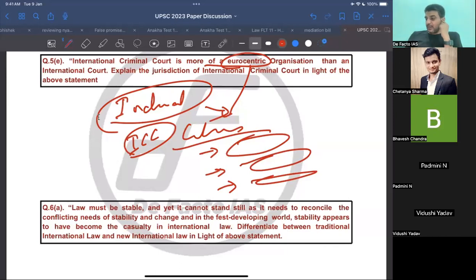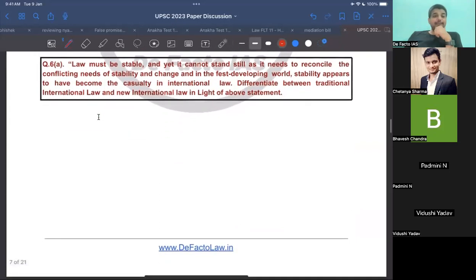So quite interesting. Okay, let's come to question number 6A. ये बात समझ में आई everyone? Yes? आगे बढ़ा जाए.